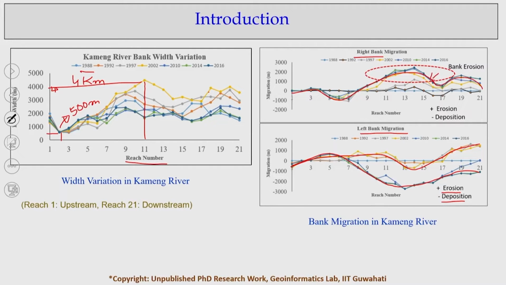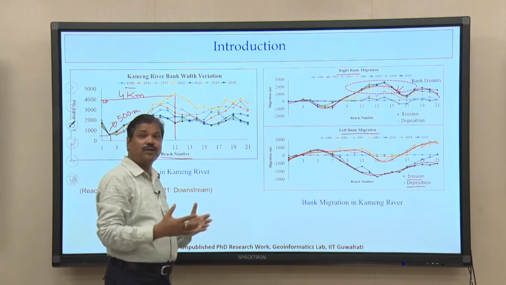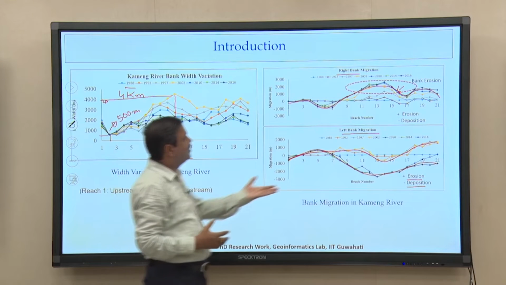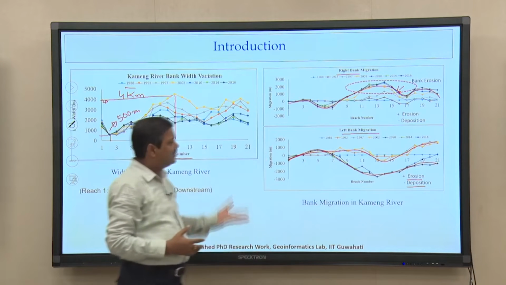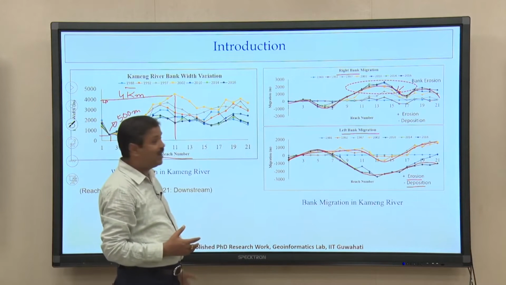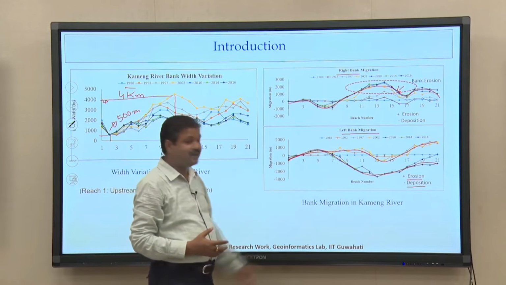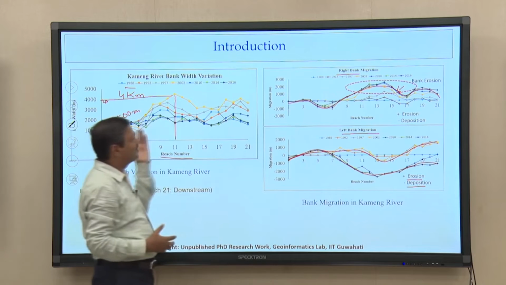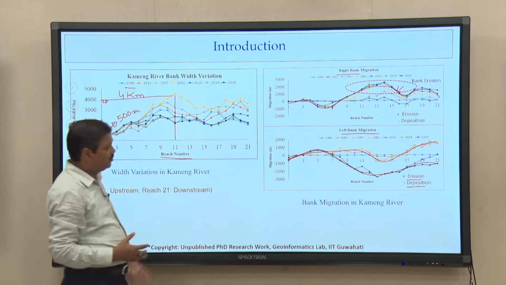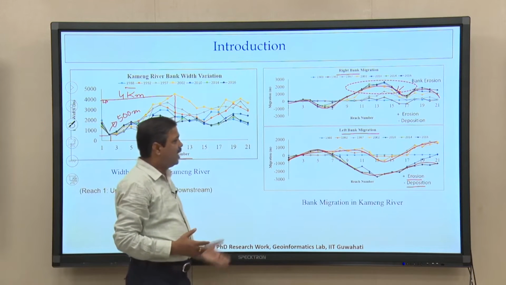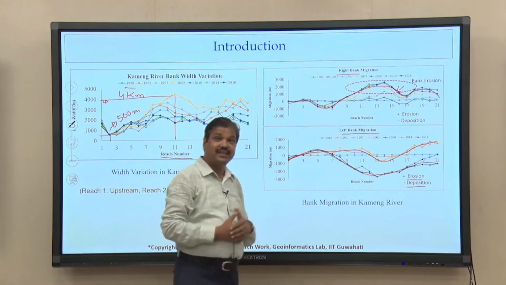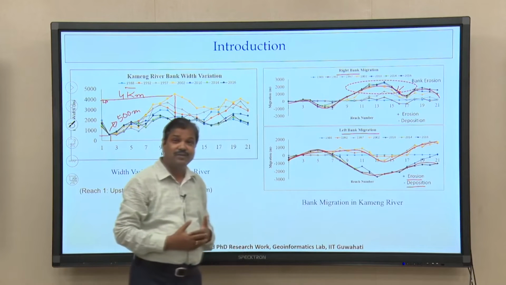Why does this happen? How can you protect the river bank? It is quite a challenging task to protect the river bank. When you do the satellite imagery analysis, you can see how the erosion and deposition patterns are changing over the temporal domain, and it is quite interesting for us.